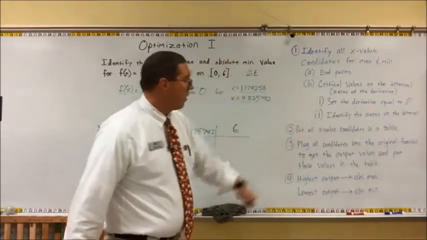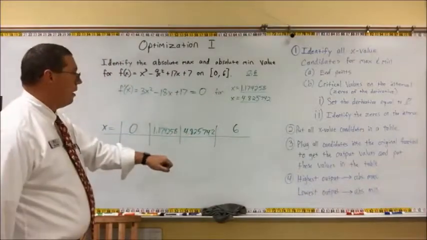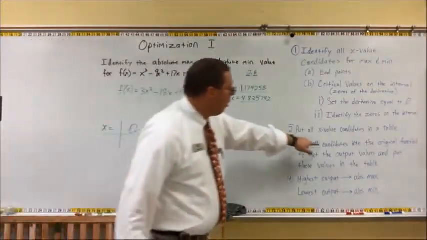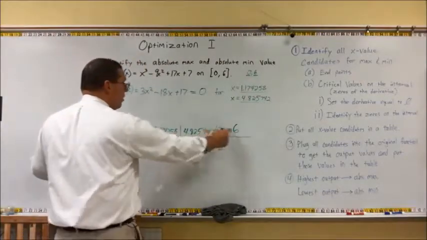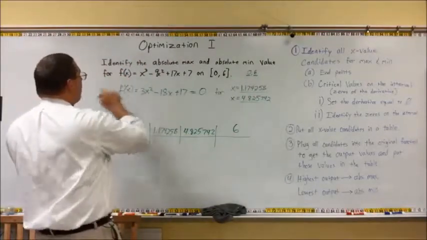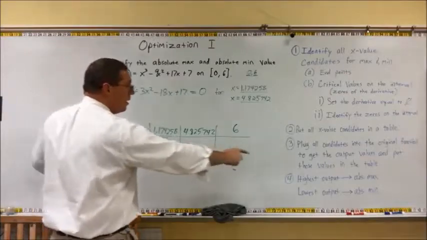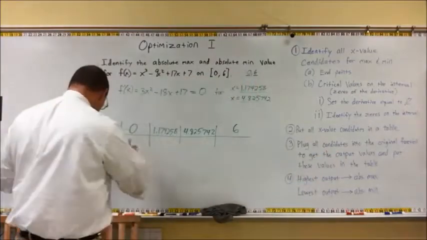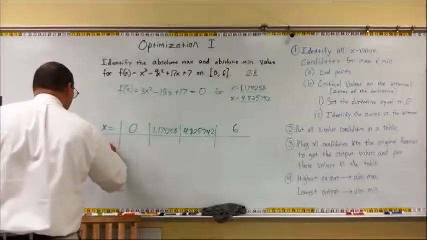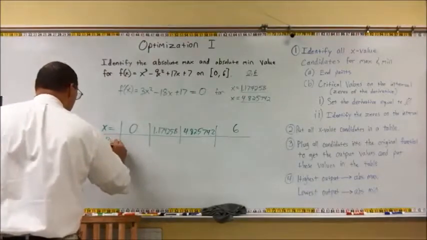Put all x value candidates in a table. Step 3 says plug all the candidates into the original function. So we're going to plug these 4 numbers into the original f of x. And then it says put those values into the table. What I do is I normally put my f of x values in the bottom row.